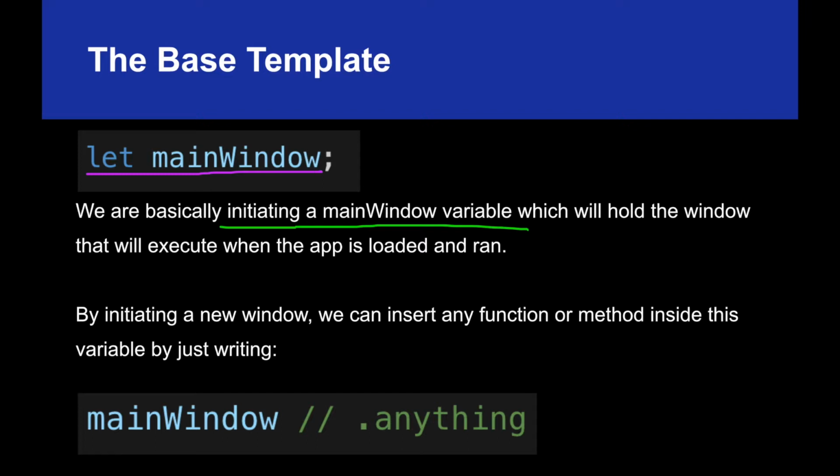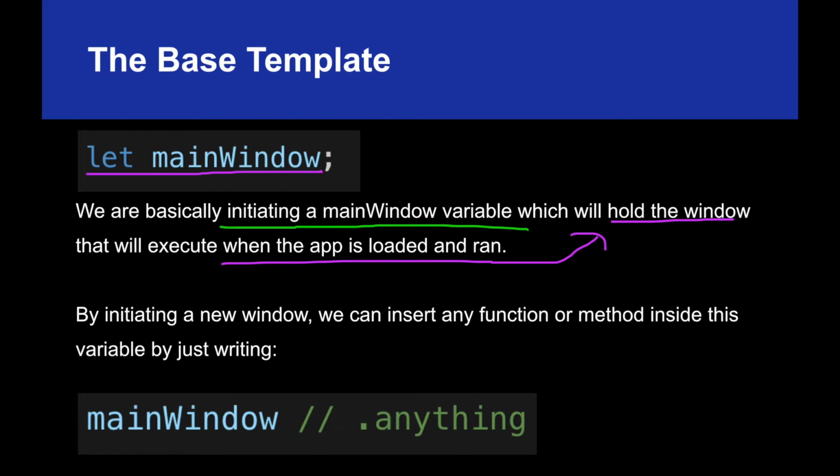Let mainWindow: basically we just initiated a variable which will hold the window, so when the app is loaded and run. By initiating a new window, we can insert any function or method.